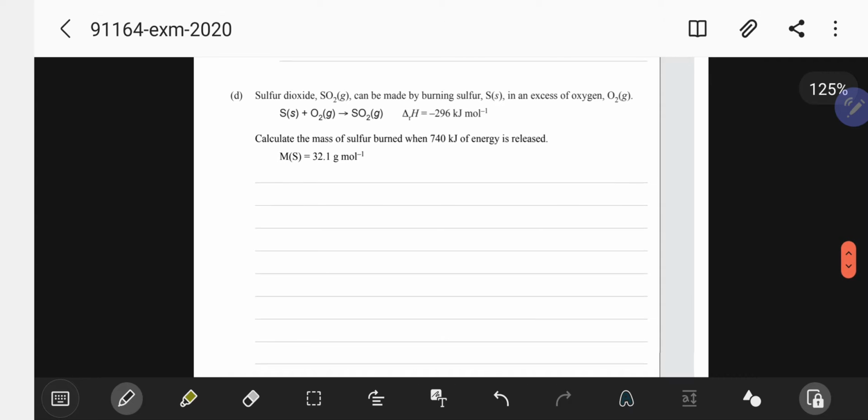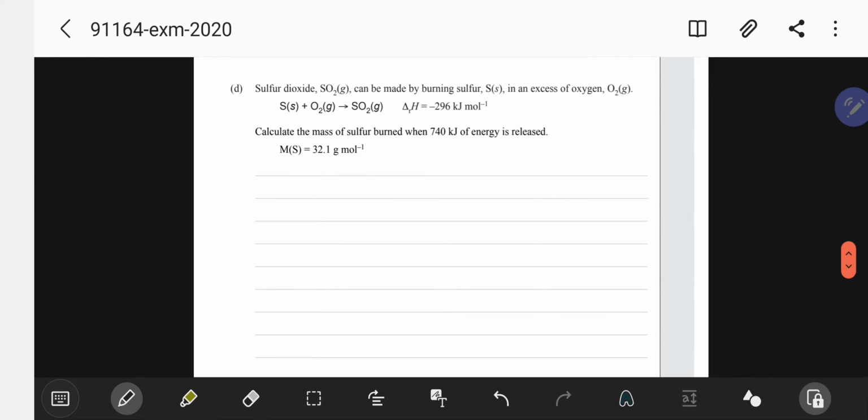Moving on to the next question. Sulfur dioxide can be made by burning sulfur in an excess of oxygen. Calculate the mass of sulfur burned when 740 kilojoules of energy is released. So we need to find the number of moles that releases this much energy. Then we can convert that to mass.